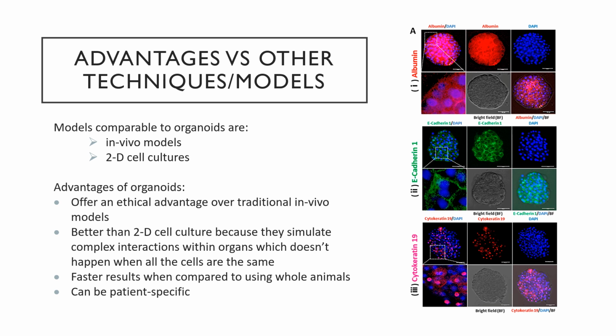Organoids can be patient-specific, and the figure on the right is from a paper which generated immunofluorescence images of functional and structural proteins and physiological functions of the liver in hepatocyte organoids. This figure shows the complexity of protein interactions within hepatocyte organoids.